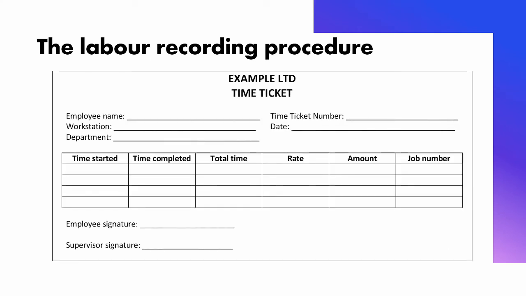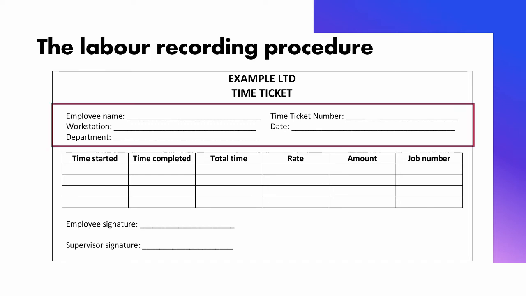This is an example of a time ticket or time sheet. If we look at the top portion, we see the usual descriptive details. We see information about the employee's name, the workstation at which they were based, and the department. We see a time ticket number. As with other documents we have looked at in our previous video on materials, this number should be unique and sequential. We also see the date.